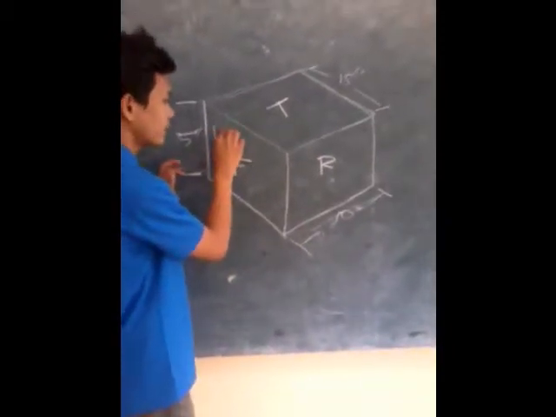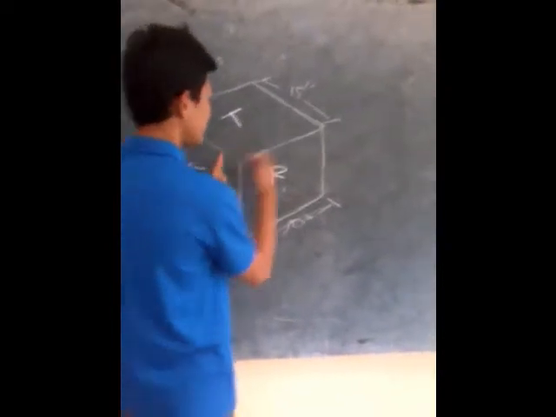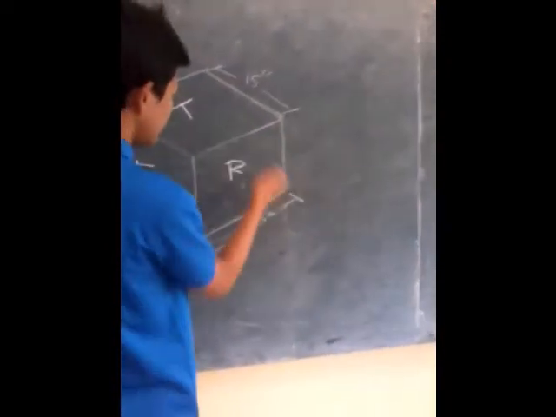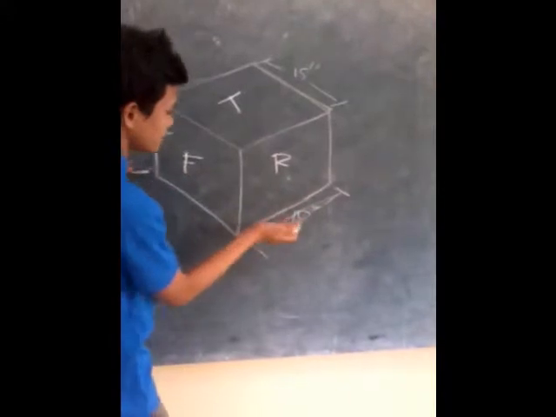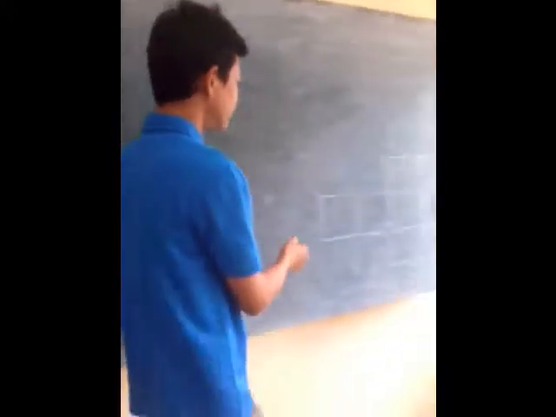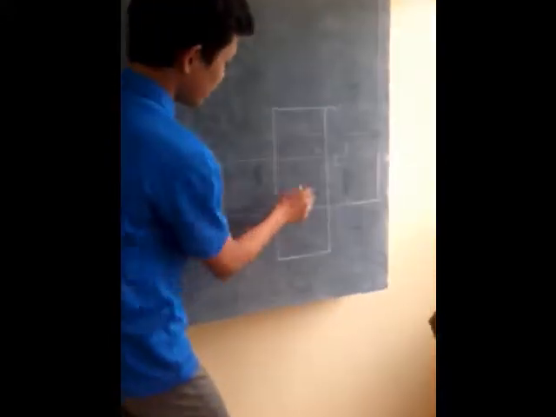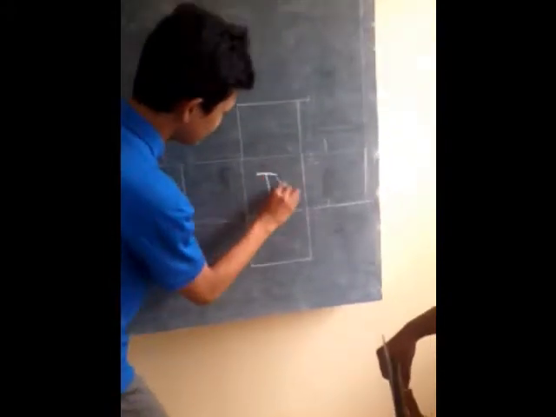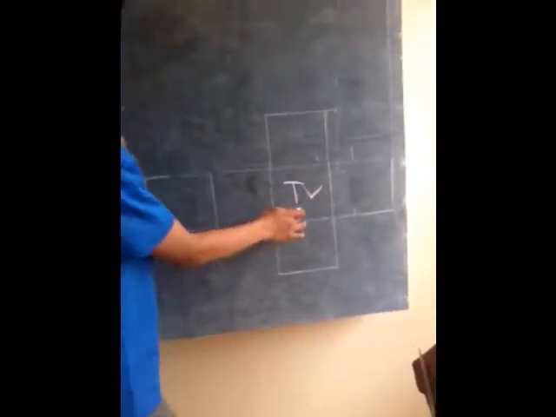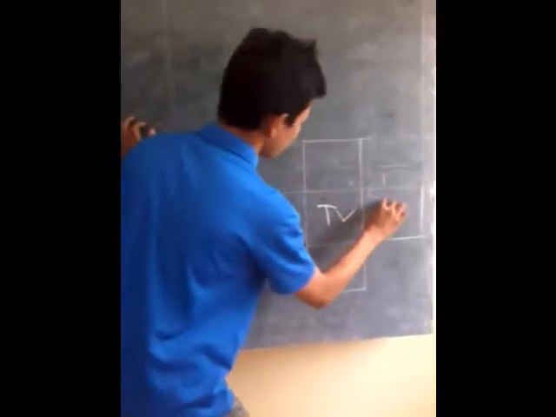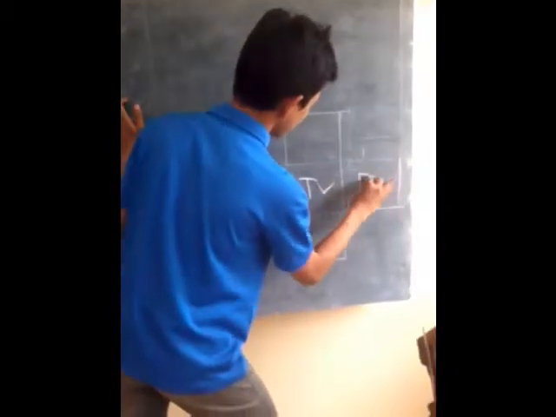So if you say this is a top view, TV, top view, this corresponds to the right side view, and this is the left side view.